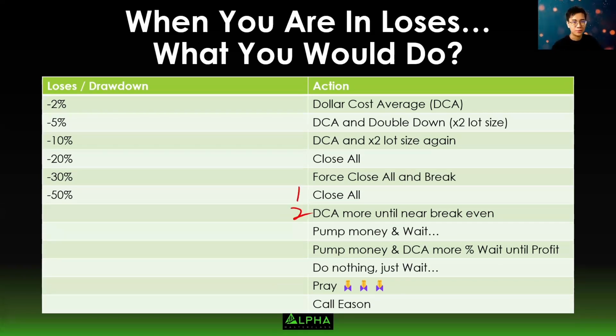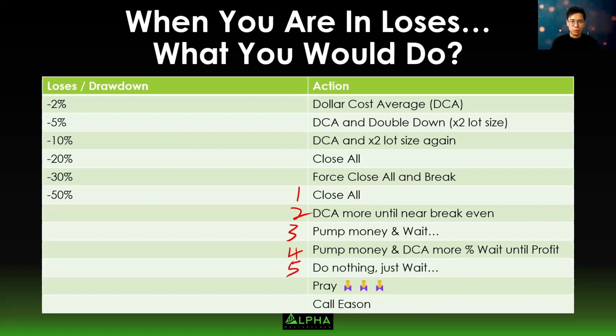Okay, this is the second option for you. Or number 3, Ethan, borrow me your credit card. I want to pump in to save my account. Or number 4, pump in more money. I take a personal loan and pump in even further. I want to dollar cost average until I make a profit. I will wait until that time comes.